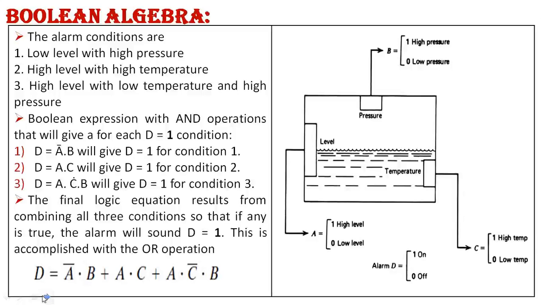D is equal to 1. This is accomplished with an OR operation. So D is equal to A bar into B plus A into C plus A into C bar. So that is the operation of the alarm.